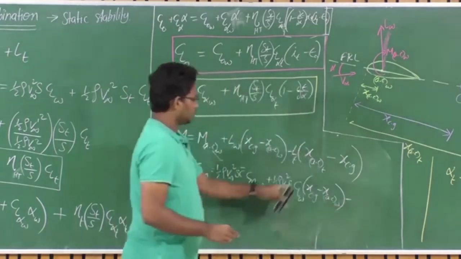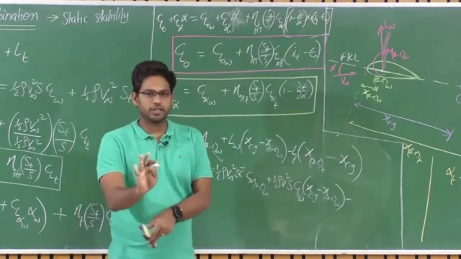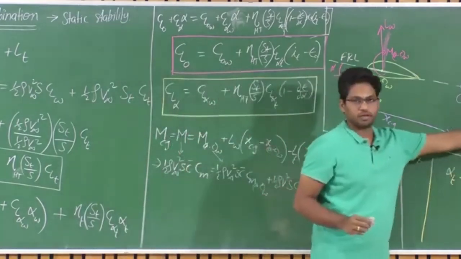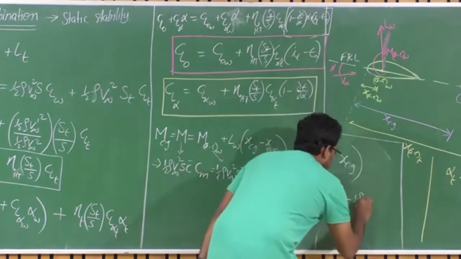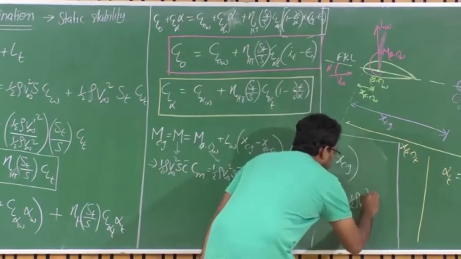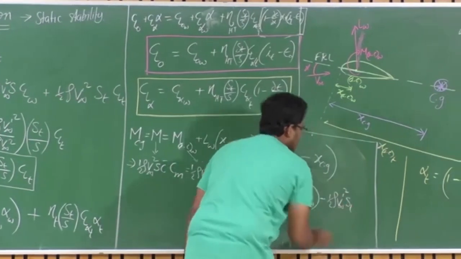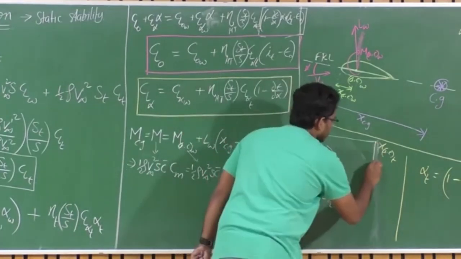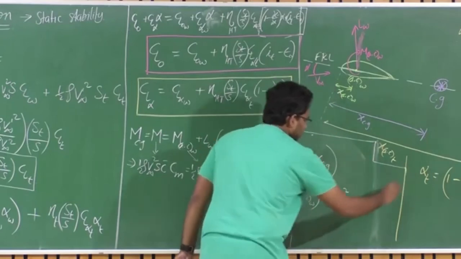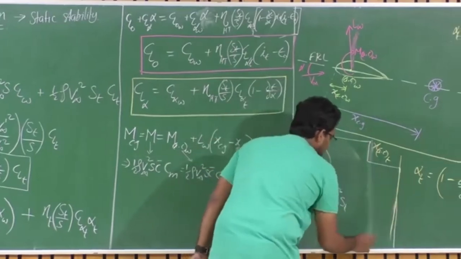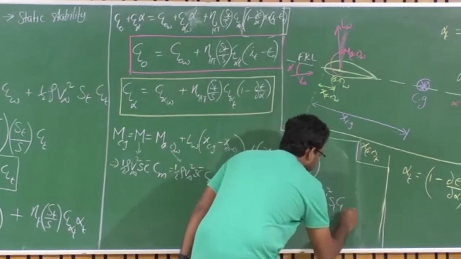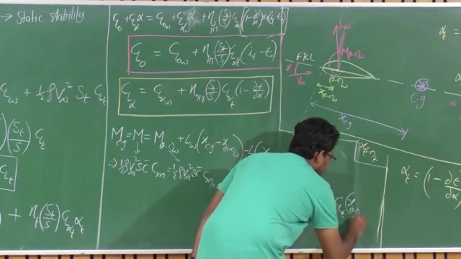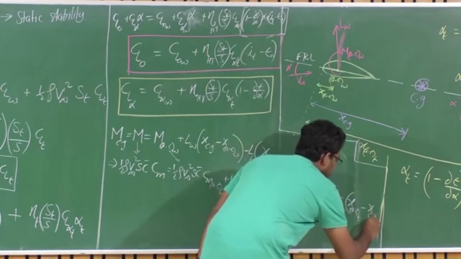minus, so the lift at the tail is because of the flow at the tail. The flow at the tail is half rho V infinity prime square times the S of T, right? The reference area should be S of T, multiplied by CL of tail times the moment arm X AC of tail minus X CG.